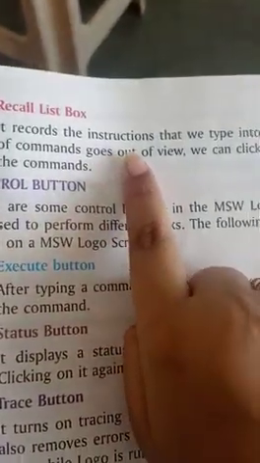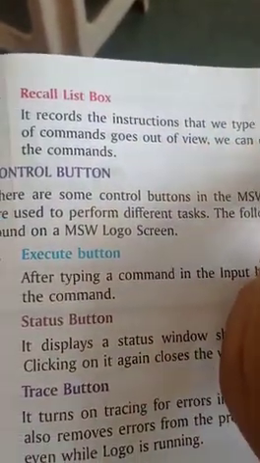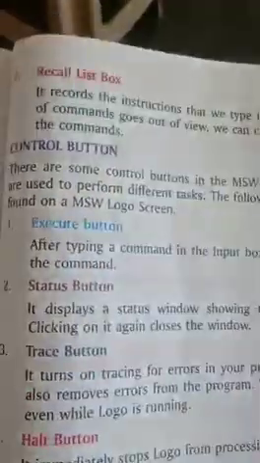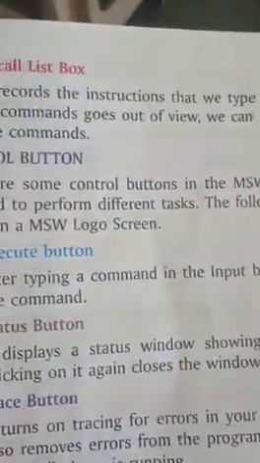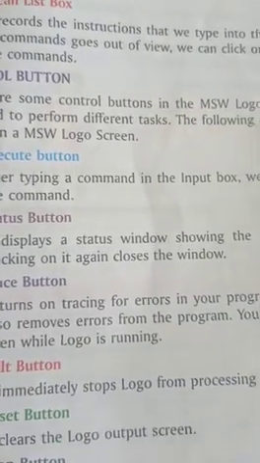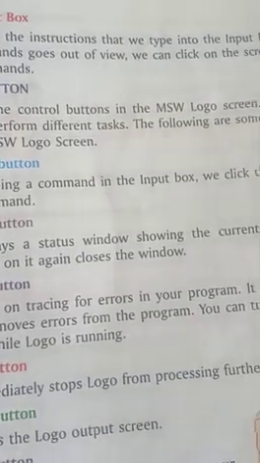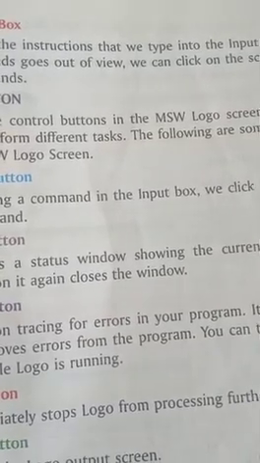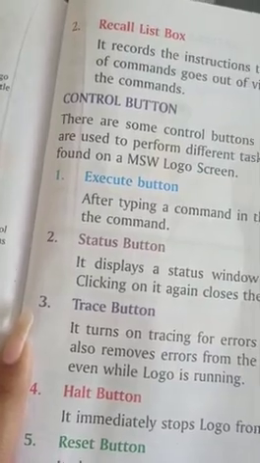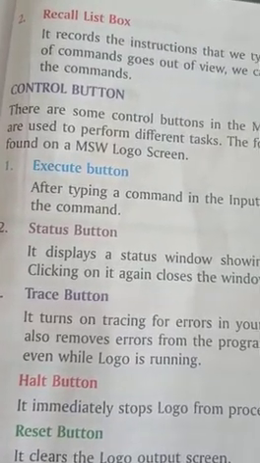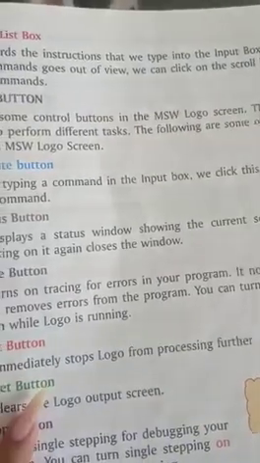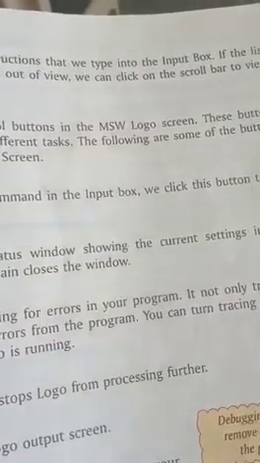Next is the recall list box. It records the instructions that we type into the input box. If the list of commands goes out of view, we can click on the scroll bar to view the commands. Okay, so understand students?